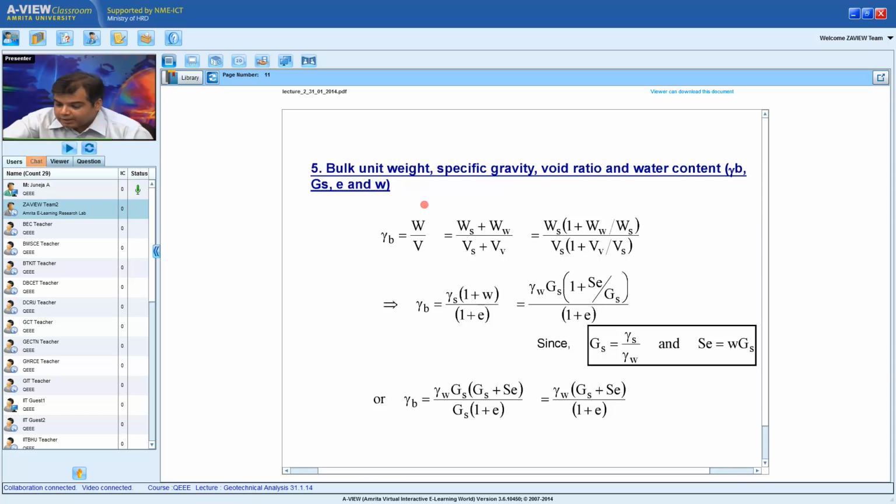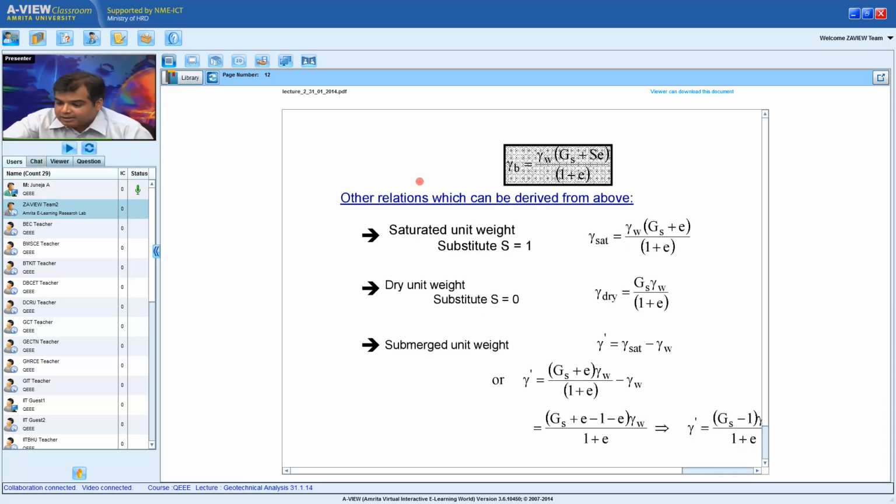Now, the next slide is in fact some variation of this bulk unit weight. This box is not clear, I apologize. It's gamma bulk equals GS plus SE over 1 plus E times gamma W. It's the same expression which we have derived. We're going to look at some cases of this expression very quickly here.